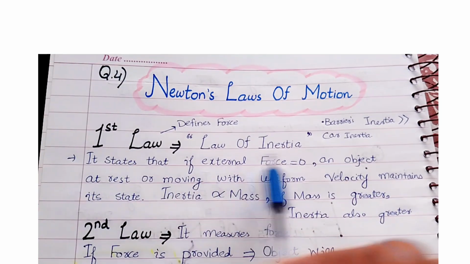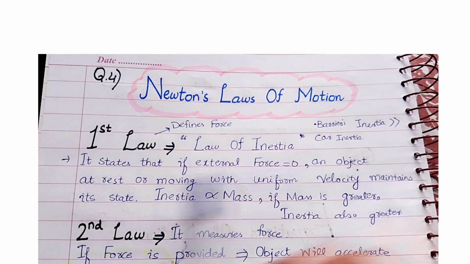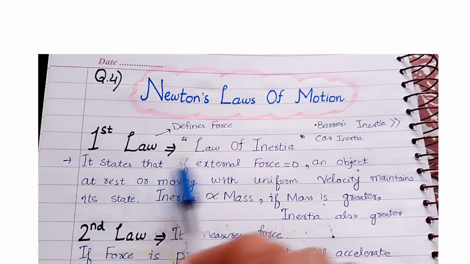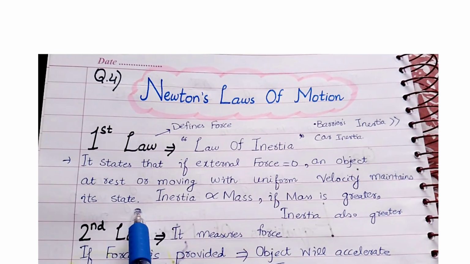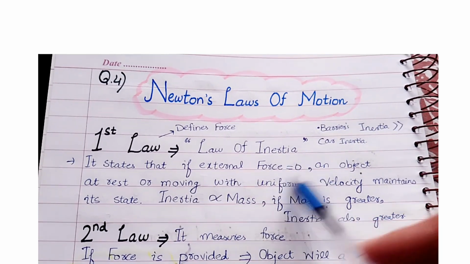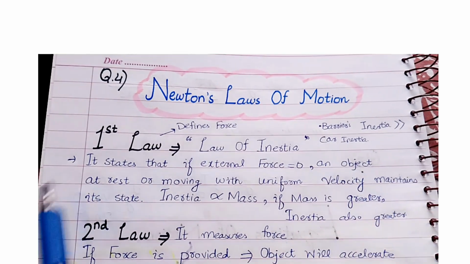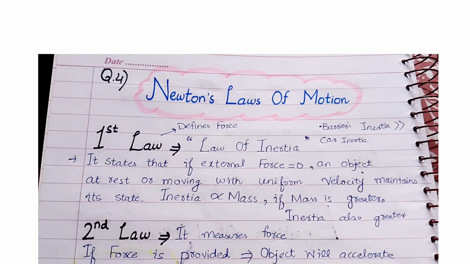If the external force is 0, an object at rest or moving with uniform velocity maintains its state. This is the statement of the first law of motion. The first law of motion states that if the external force is 0, or negligible, an object at rest or moving with constant velocity maintains its state.